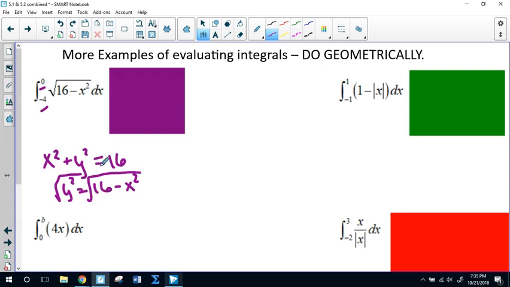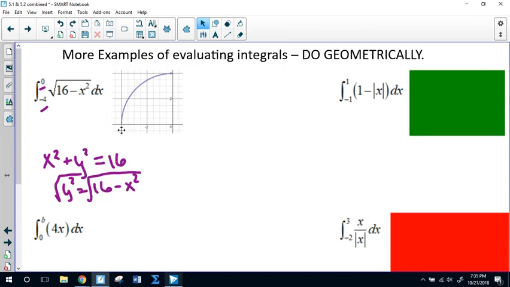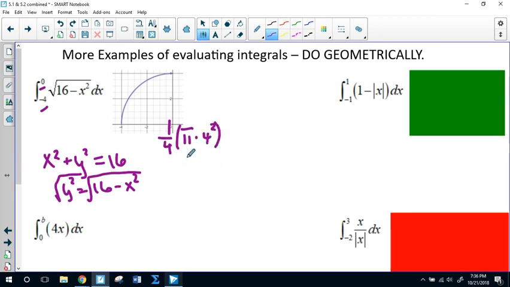So you're thinking of a circle, radius 4, centered at the origin. So it's got 4 quadrants that it's working in. But I only want the part that's from -4 to 0. So that graph looks like this. From -4 to 0, it is 1/4 of this circle with a radius of 4. So 1/4 of a circle, pi r squared, radius is 4. So 1/4 of 16 pi is 4 pi.